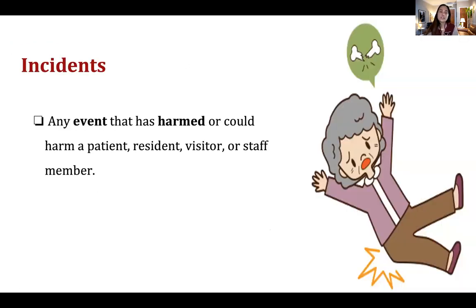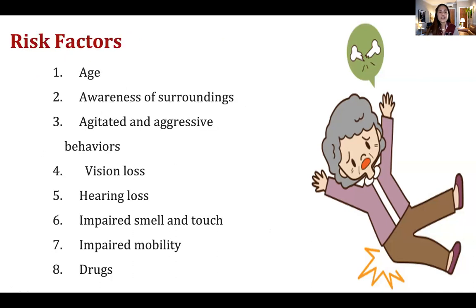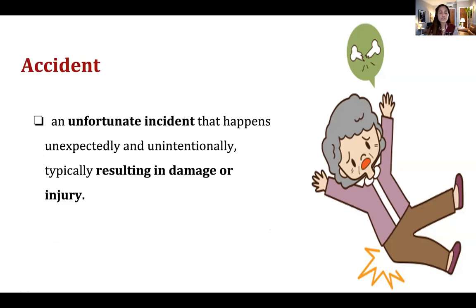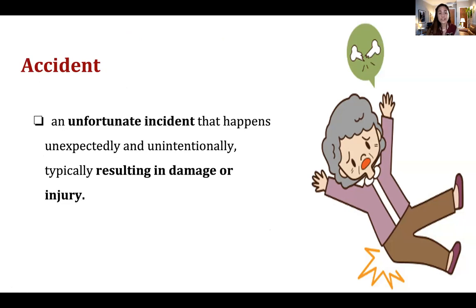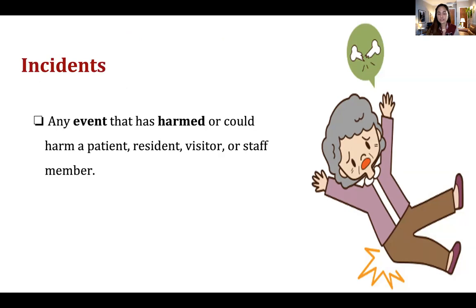So what are the differences among incident, accident, and hazard? Accident is an unfortunate incident that happens unexpectedly and unintentionally, typically resulting in damage or injury. So accident is an unfortunate incident. It is a type of incident that can result in damage or injury. So what is an example of this? Fall.